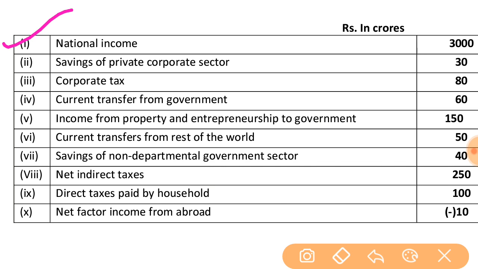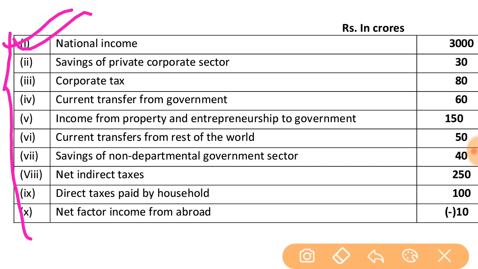So first see what is given. With the help of these points we have to find out personal income, private income, personal disposable income and national disposable income. First see what is given. National income, we all know that national income means what? National income is the total money value of final goods and services produced in a country during 1 year.